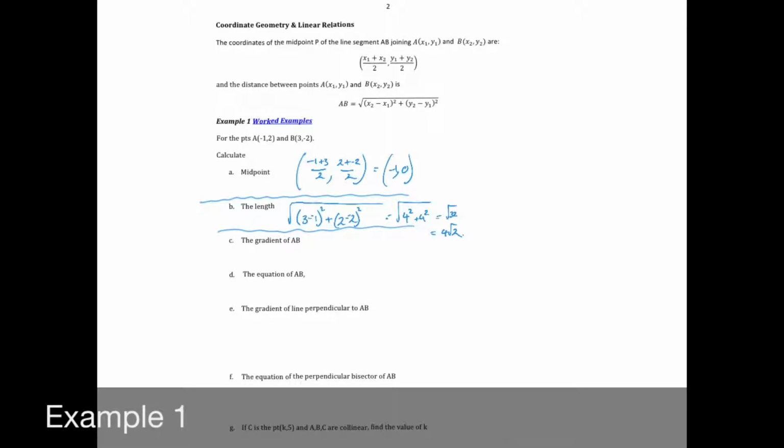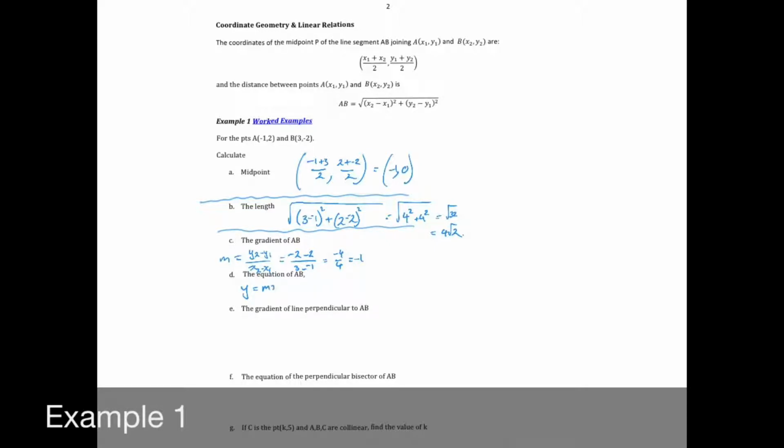Our gradient rule, we should really be remembering this from last year. The gradient of any line, rise over run, which is y2 minus y1 over x2 minus x1. It doesn't hurt at this stage of the year to write the formulas down, write the rules down just so you remember it every time. Negative 2 minus 2 over 3 minus 1. Just make sure you don't confuse or mix up the x2, y2, x1, y1 points. And we get a gradient of negative 1 there.